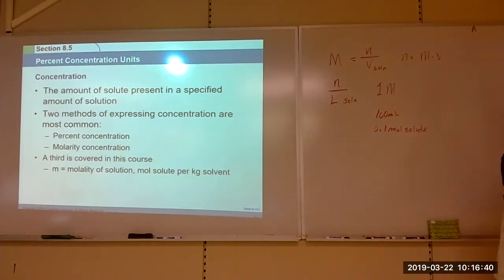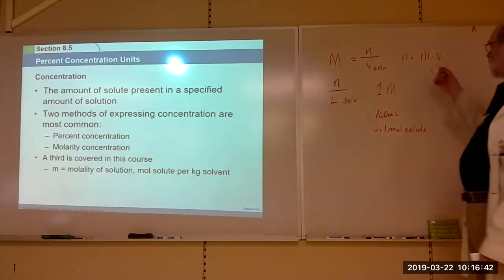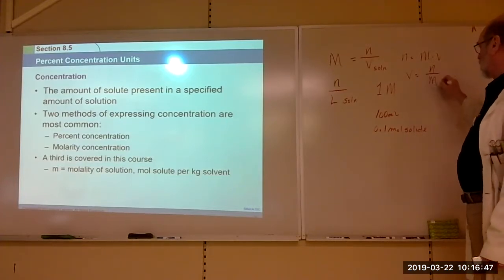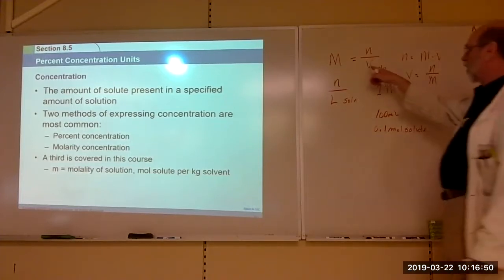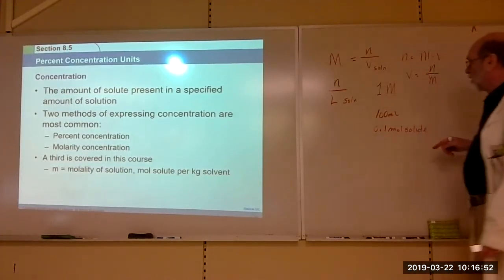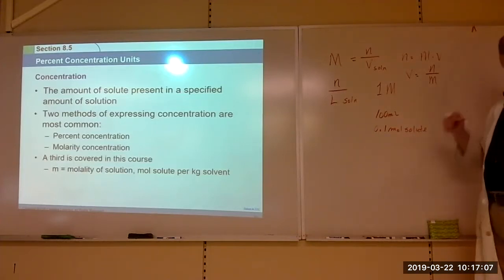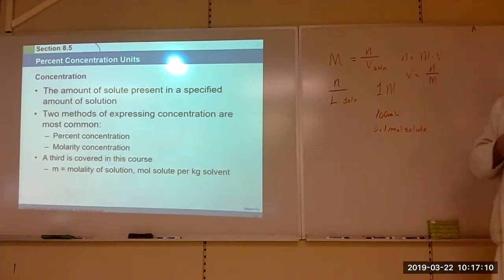Or if you, let's see, what would be another one? If you want to solve for volume, then you have moles divided by molarity. Right? You swap places, put this one over here and that one over here. So if you know you want a certain number of moles from a solution of a given molarity, then you divide the moles by the molarity, and that tells you how much volume you need to pull out to give you that. Okay? So it's like any formula. If you know all but one, you can solve for the unknown.